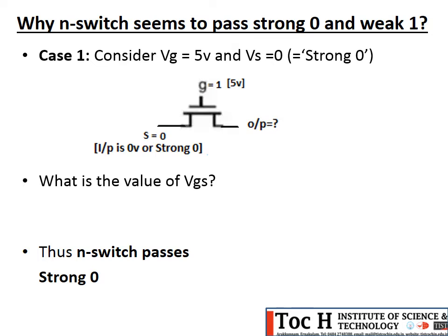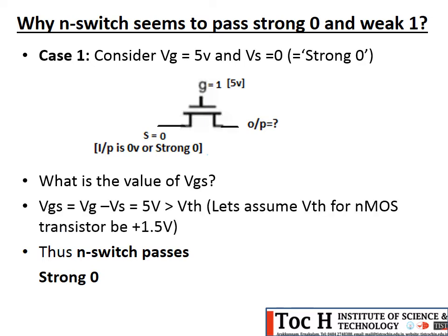What is the value of VGS? How do we calculate VGS? VGS is nothing but Vg minus Vs. So that is actually 5 minus 0, so 5 volt, which is greater than our positive threshold voltage. We are assuming a positive threshold voltage for the NMOS transistor of 1.5 volt. 5 volt is greater than 1.5 volt.